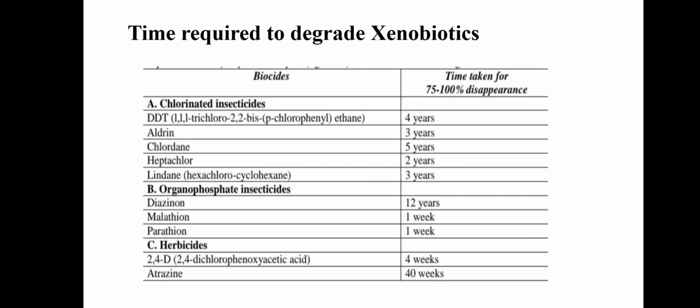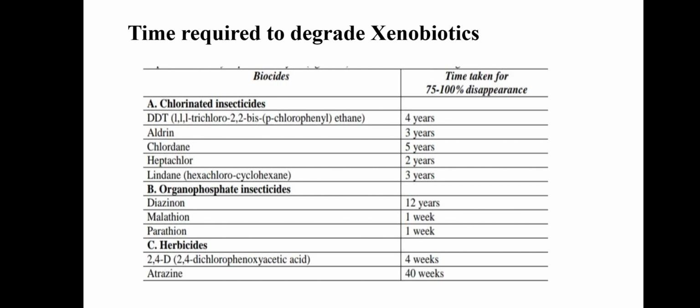This is the table for the time required to degrade xenobiotics. This column is biocides, and this column is the time taken for 75 to 100% disappearance. First are chlorinated insecticides. Examples: first is DDT, which takes 4 years. Second is aldrin, 3 years. Third is chlordane, 5 years. Then heptachlor, whose degradation takes 2 years. Then lindane, that means hexachlorocyclohexane, for 3 years.